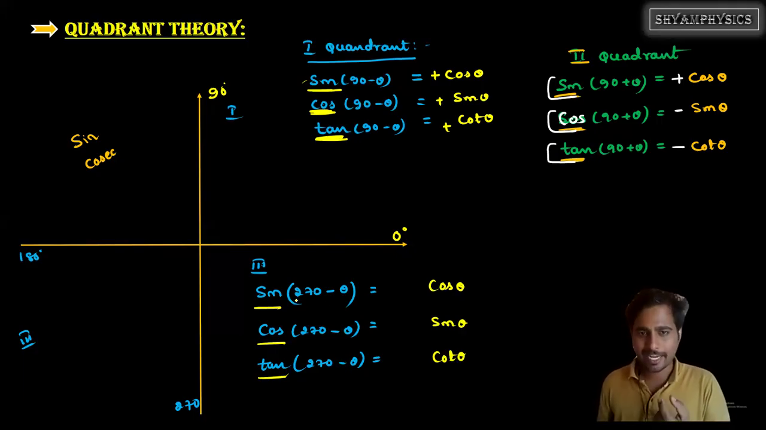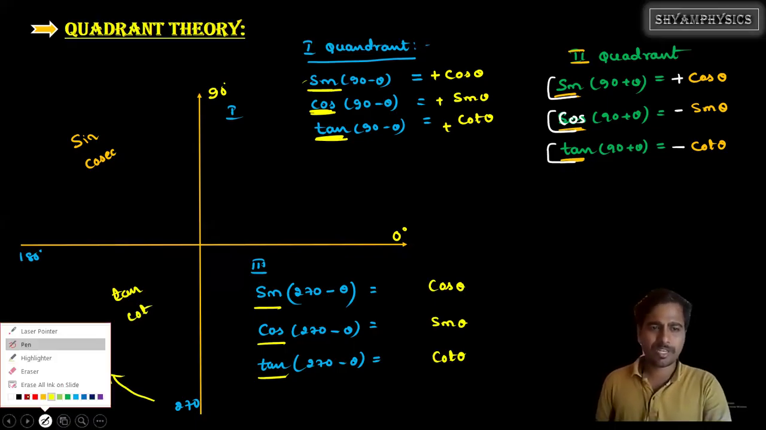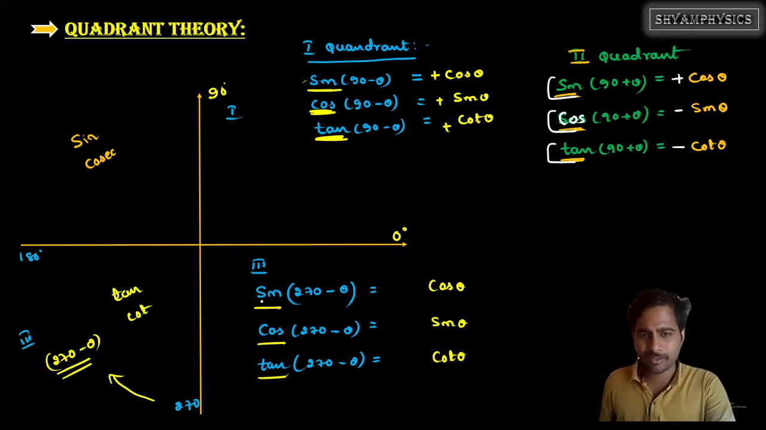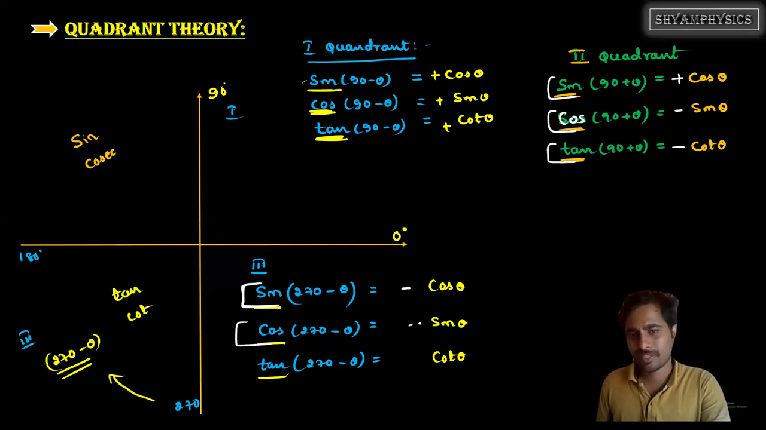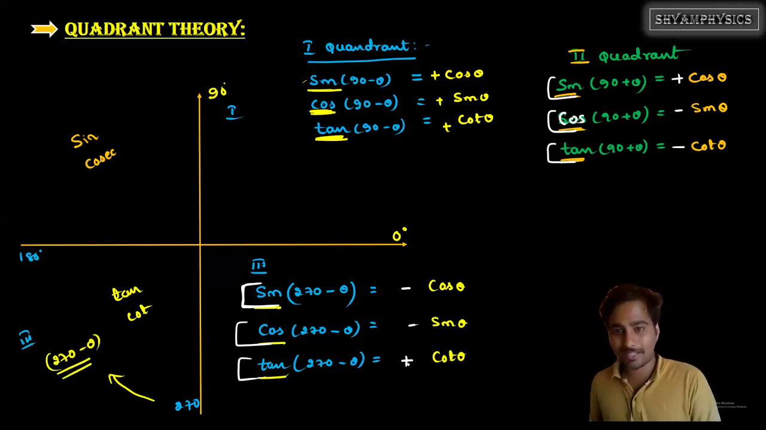Next point is sine 270 minus theta. Where does it exist? 270 minus theta means this belongs to the third quadrant. In the third quadrant, only tan and cot are positive. Remaining all the trigonometric functions are negative. Is sine positive in the third quadrant? No. So the answer will be minus. Is cos positive in the third quadrant? No. Negative. Is tan positive or negative? Positive. So the answer will be positive. This is how you need to check the values.